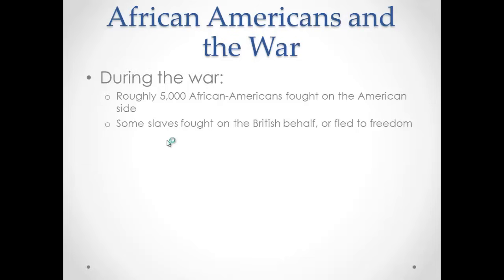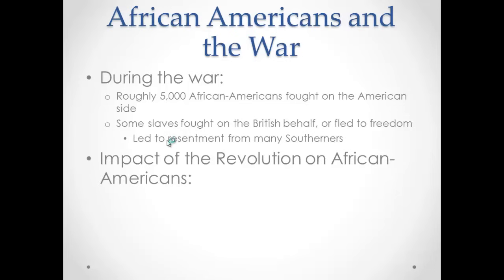And the reason why slaves were fighting on behalf of the British was that the British promised to slaves, if you fight on our behalf, we will free you after the war. And this led to a lot of resentment from Southern farmers and plantation owners, and actually helped increase people in the South to fight against the British.